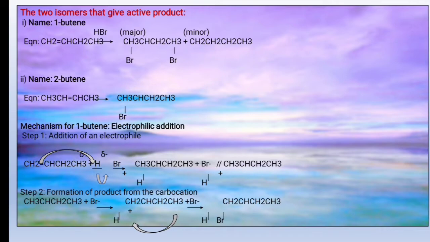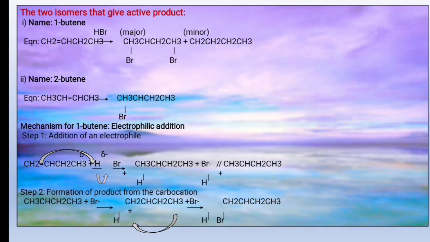The two isomers that give an addition product. One, 1-butene. 1-butene reacts with hydrogen bromide to form 2-bromobutane, which is the major product, and 1-bromobutane, which is the minor product. Second one, 2-butene. 2-butene will react with hydrogen bromide to form 2-bromobutane.